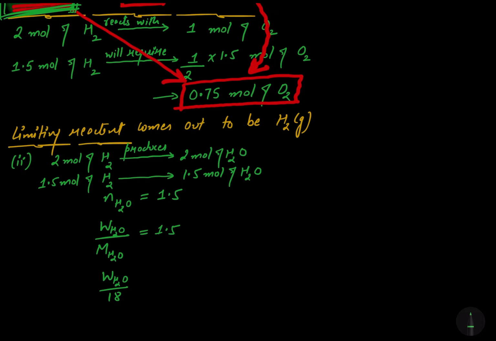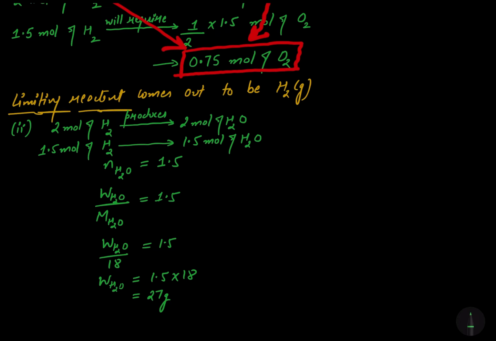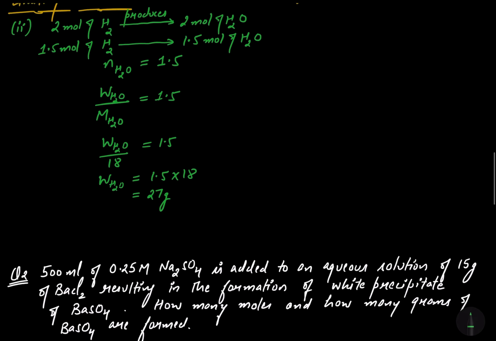I have done so many numericals by taking the mass of H2O to be 18 in the previous videos. I hope you understood it. So the weight of H2O produced is 1.5 into 18, and it comes out to be 27 grams. So I got my answer to be 27 grams. So this was my second part.